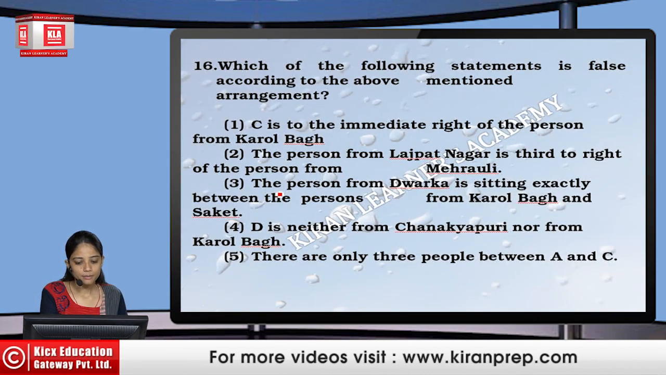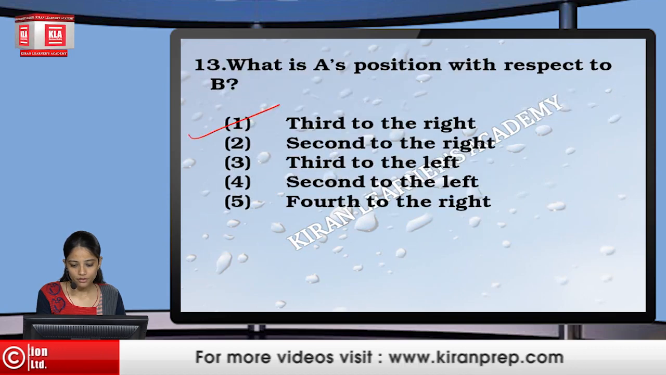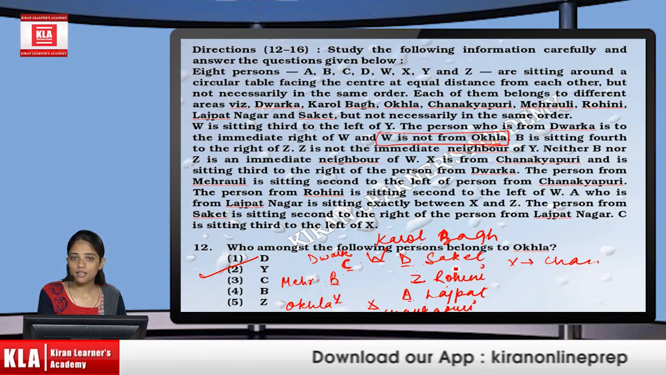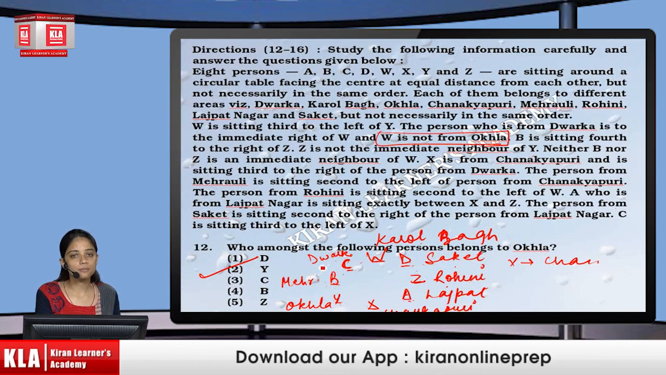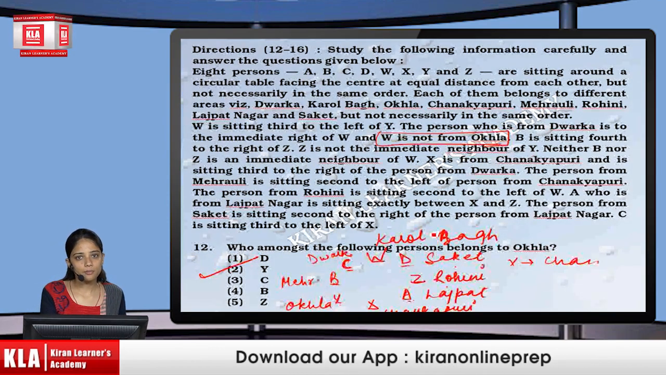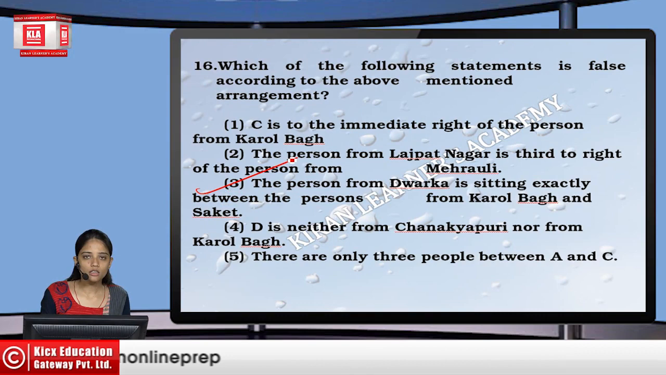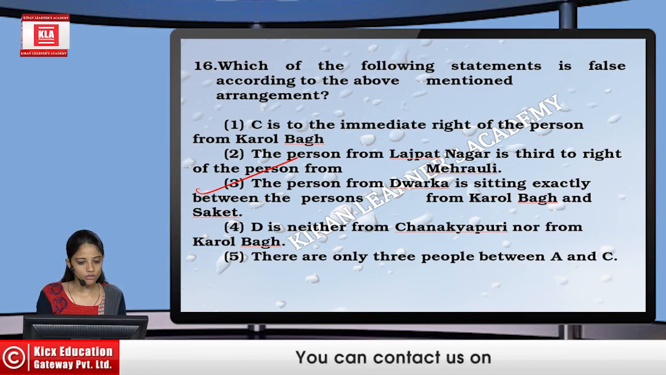Then the third: the person from Dwarka is sitting exactly between Karol Bagh and Saket. Let's see it. Dwarka is sitting between Karol Bagh and Saket. No, this is not going to work, because the person who is from Dwarka is sitting between Karol Bagh and Mehrauli. So the third option goes as wrong. So we will mark the third one. Let's see the next question.